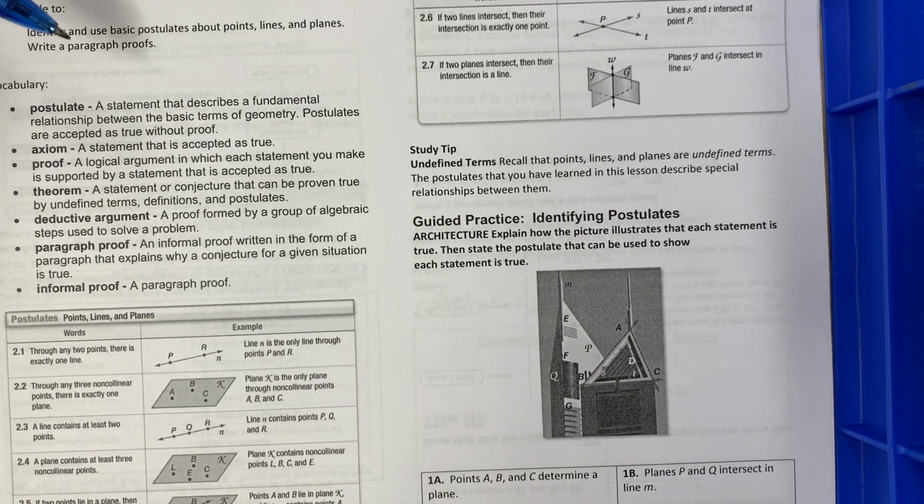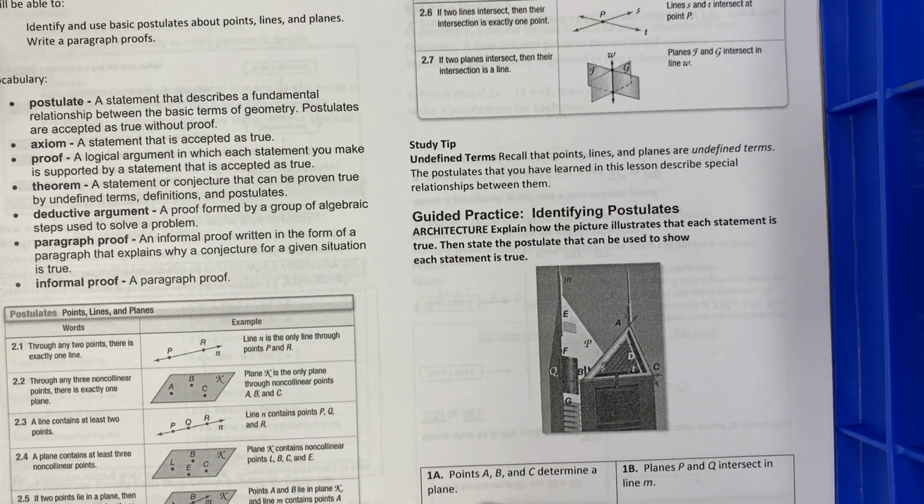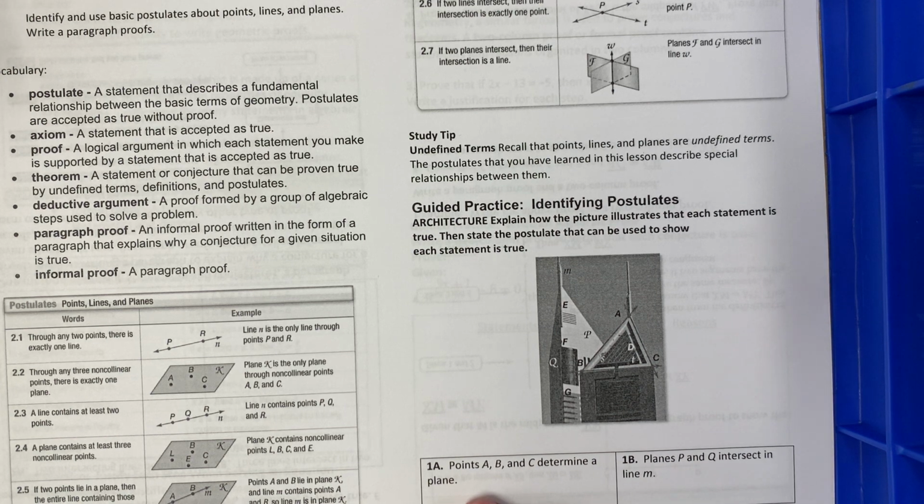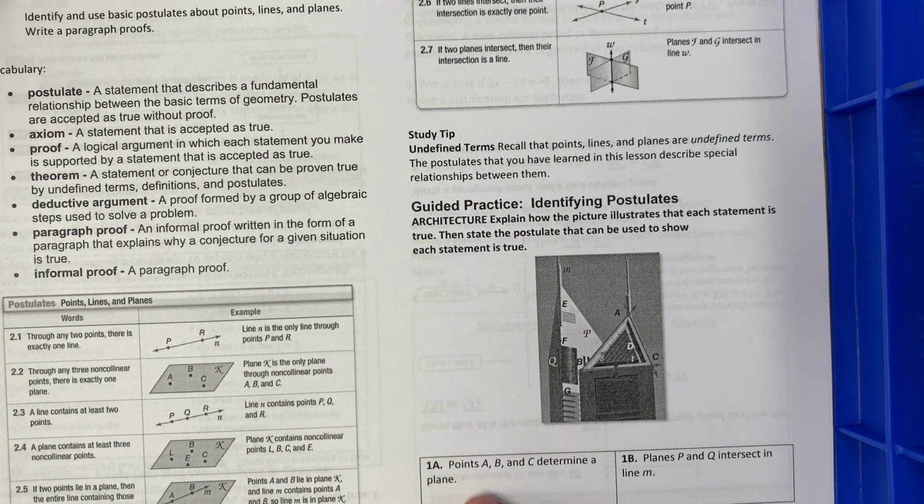Postulate: a statement that describes a fundamental relationship between the basic terms of geometry. Postulates are accepted as true without proof. An axiom is a statement that is accepted as true. Proof is a logical argument in which each statement you make is supported by a statement that is accepted as true. Theorem is a statement or conjecture that can be proven true by undefined terms, definitions, and postulates.